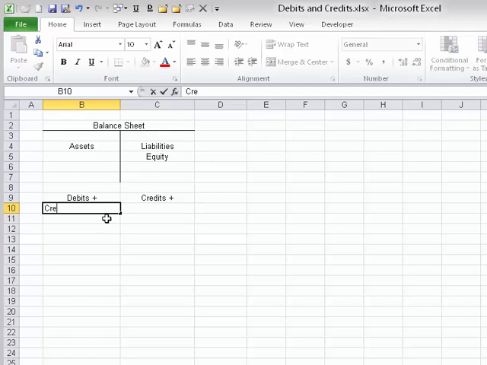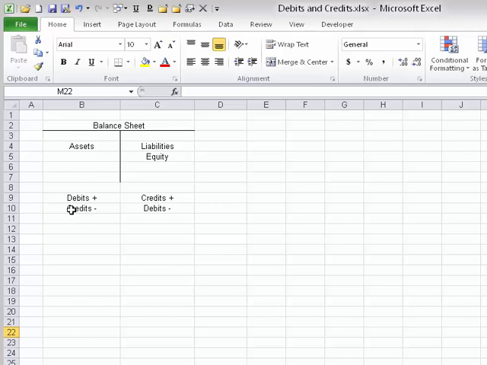Now, I'm going to write credits and put a minus sign over here, and debits with a minus sign over here. I'll center that. I'll move my mouse out of the way. Okay, what does this mean? Well, these are the rules of debits and credits. And the rules of debits and credits tell us that on the left side of the equation, meaning for asset accounts, if we debit them, they increase the account balance. If we credit them, it decreases the account balance.